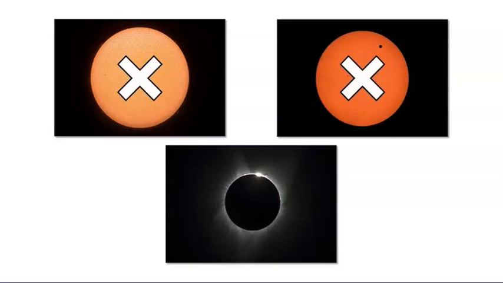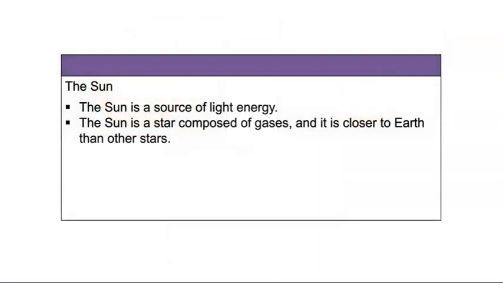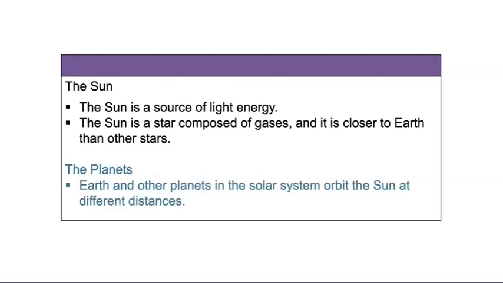Let's use our new knowledge about planets to update our class chart. But I think we need a new section. We can call this new section the planets. Let's write, Earth and other planets in the solar system orbit the Sun at different distances. I think we are also ready to add a title to our chart. This chart describes some parts of the solar system. So let's call this chart Solar System. We will add to this chart as we continue to explore the solar system.